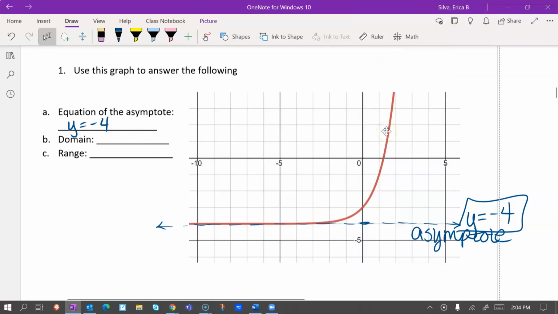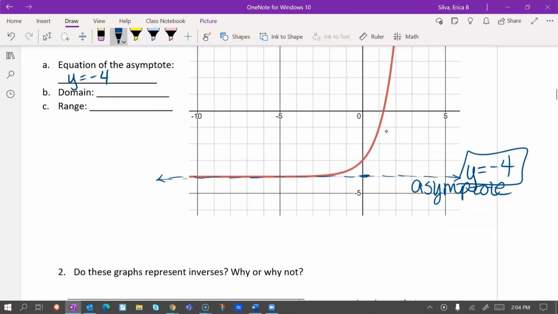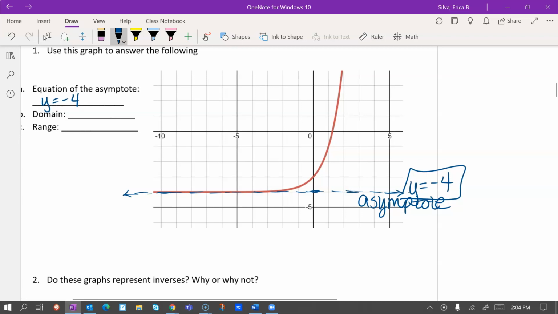All right, so like we said, the equation for the asymptote is that horizontal line or vertical line that the graph gets super close to but never touches. So we can see that the asymptote is here because it's going through the y-axis. It starts with y equals. And since it's intersecting at -4, then it is y is equal to -4.